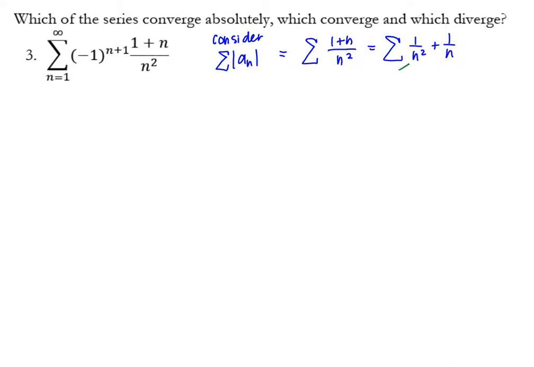Now, 1 over n squared converges, that's a convergent p-series, but 1 over n diverges, and divergent wins in that battle. Divergent plus convergent means divergent. My Cal 2 teacher used to say an explosion explodes, so the divergent just kind of explodes all over the convergent p-series. Therefore, the series diverges in absolute value.